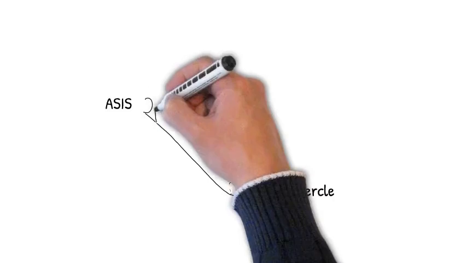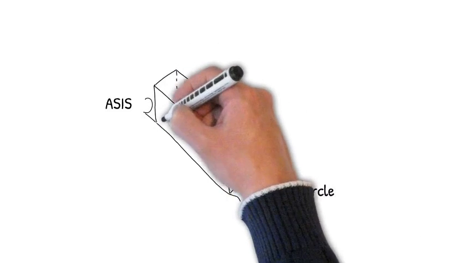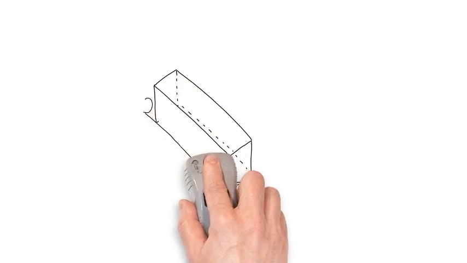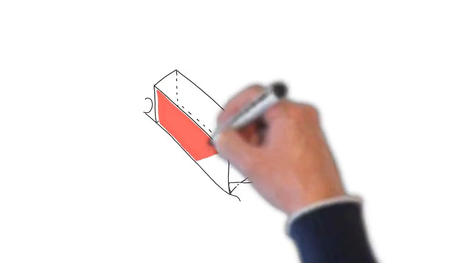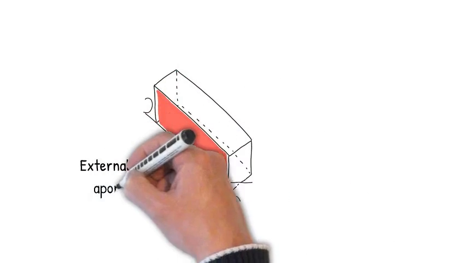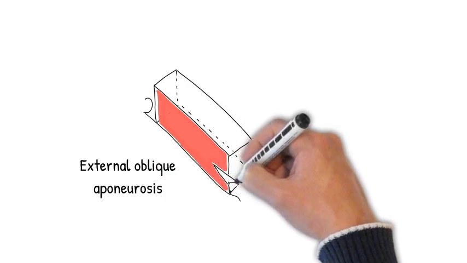So the first key concept is to imagine the inguinal canal as a cuboid between the ASIS and the pubic tubercle. The anterior wall of the inguinal canal is formed by the external oblique aponeurosis, which has a small split at the medial end, which forms the superficial ring.